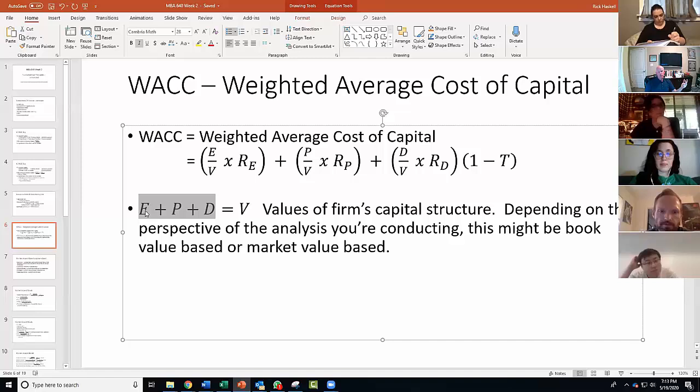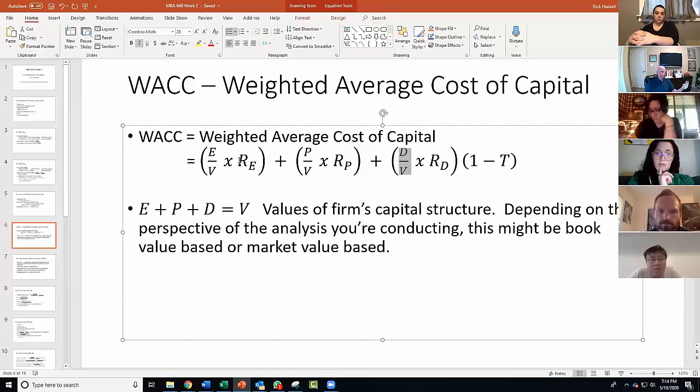And if I know the value of E and P and D, that means I know V, and I then can know what percentage of the company's capital structure is represented by common stock, what percentage is represented by preferred stock, and what percentage is represented by debt by taking E and dividing it by V, P and dividing it by V, and D and dividing it by V. These are the weights. The E divided by V, P divided by V, D divided by V. Those are the weights in the weighted average cost, okay?